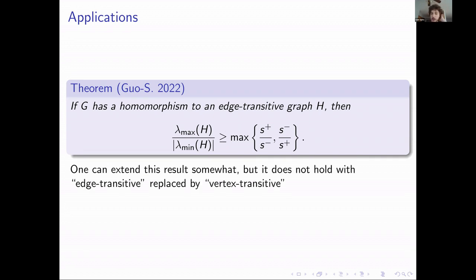And in fact, it doesn't even hold if you replace edge transitivity by vertex transitivity. In particular, if you take G to be a triangle and H to be the complement of C6, this is a vertex transitive graph, but not edge transitive, and the inequality here does not hold. So the point is that this theorem is sharp in the sense that you can't push it to the next level of symmetry. You can't say that this holds for vertex transitive graphs. It's important that we're doing edge transitive.